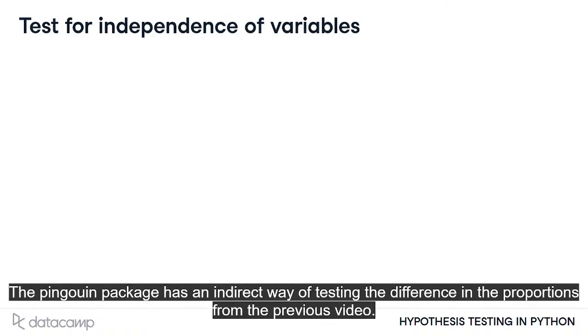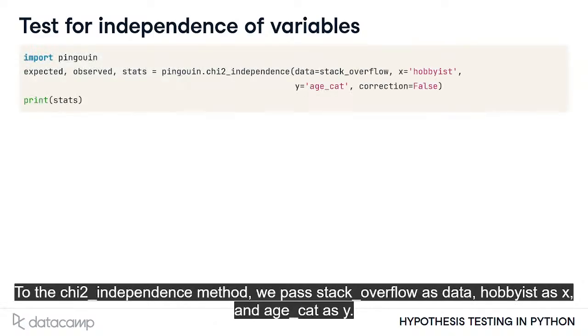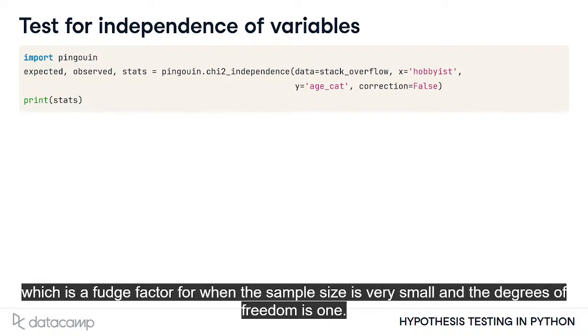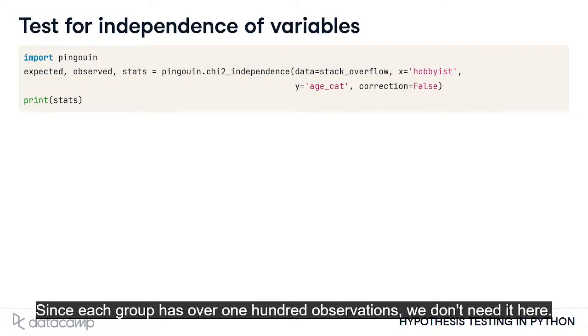The Pingouin package has an indirect way of testing the difference in the proportions from the previous video. To the chi-square independence method, we pass Stack Overflow as data, hobbyist as x, and agecat as y. The correction argument specifies whether or not to apply Yates's continuity correction, which is a fudge factor for when the sample size is very small and the degrees of freedom is 1. Since each group has over 100 observations, we don't need it here.